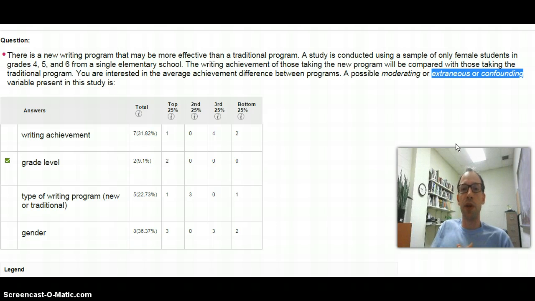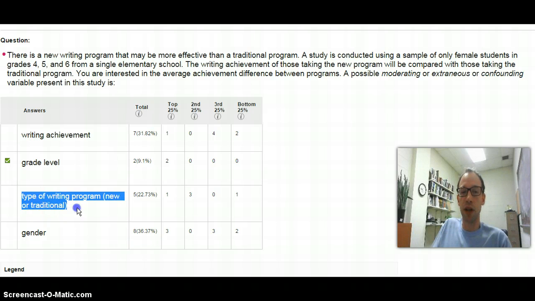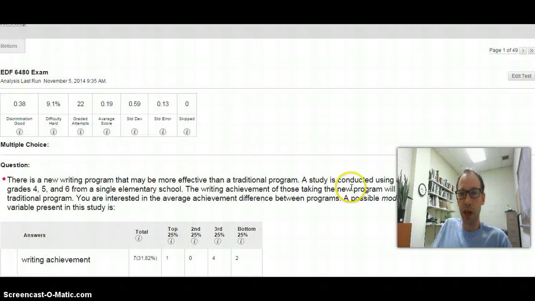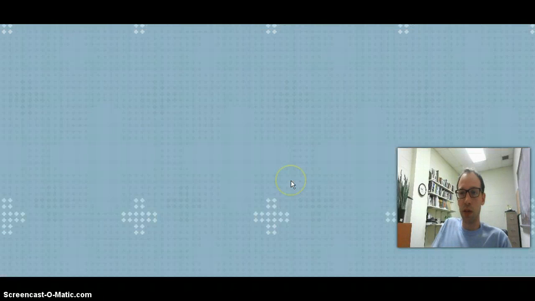It's going to potentially give us an outcome that is more or less effective than what the real outcome could be, because we could be getting some influence from the grade level, even though we're really trying to focus on the type of writing program as our independent variable. Okay, let's go on to the next one.